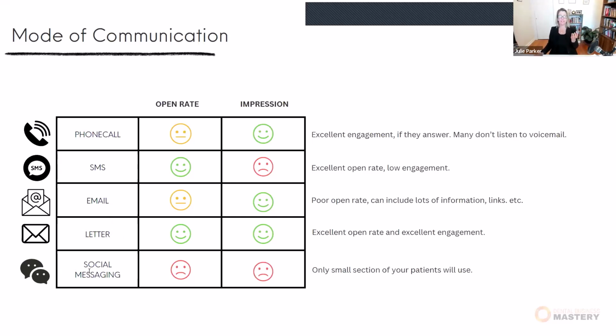Social messaging, only the young generation really use that as a reliable source of interaction and communication. Most practices have a broader age group than just a younger generation. And so open rate, not that great. Impression, not that great. So do still be aware of the mode of communication that you choose.